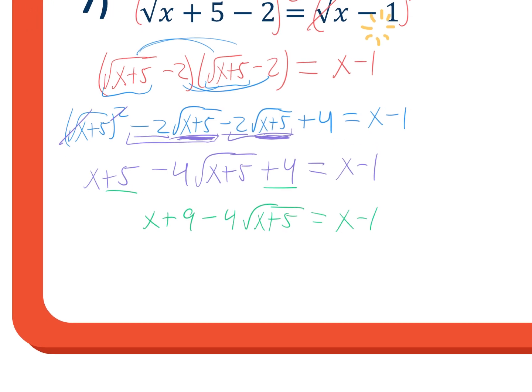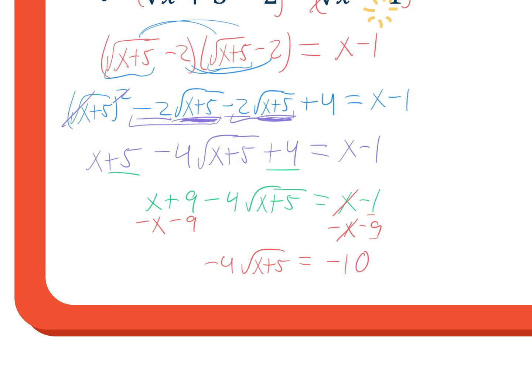And now we want to get our radical by itself. All right, so let's go ahead and subtract x on both sides and subtract 9 from both sides. All right, so we get negative 4 square root of x plus 5 equals, this x and the x are going to cancel. X minus x goes away. So we get negative 4 square root of x plus 5 equals negative 10, right? Negative 1 and negative 9 are going to combine.